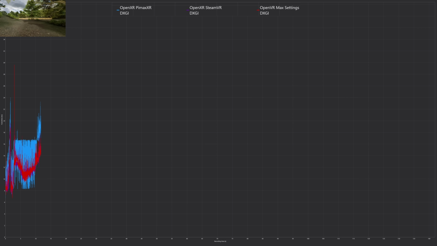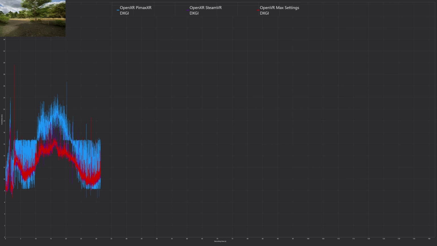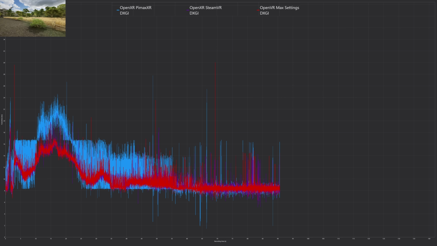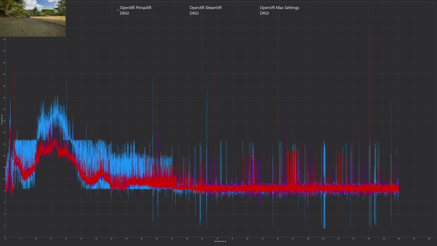Briefly looking at the frame time plot, PimaxXR again has some pretty significant spikes and poor consistency. But unlike some of the other ones where we usually see it occurring through most of the run, here it's largely in the first third or so. By the second half, it stabilizes and has a pretty similar consistency to the other two, though it is still somewhat spikier.